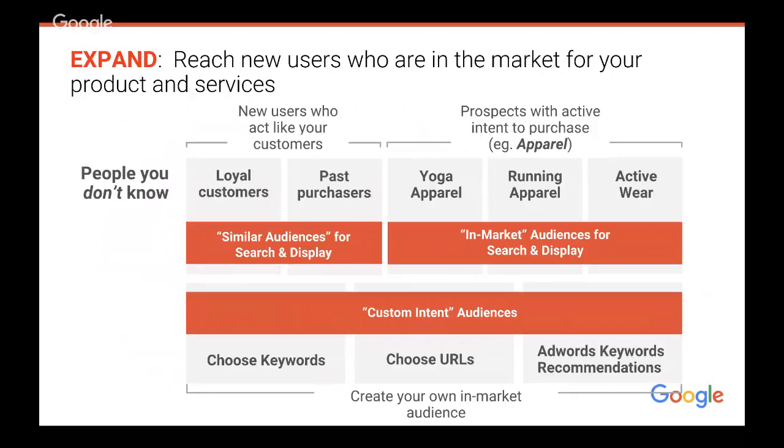In addition to similar audiences, we also have in-market audiences. An in-market audience would be people who are considering purchasing particular products. For example, if our client is in the apparel industry, they will be able to find people who are interested in buying yoga apparel, running apparel, or active wear. All this is based on consumer data, and it helps advertisers find the people who are considering buying apparel based on our search and site browsing behaviors.